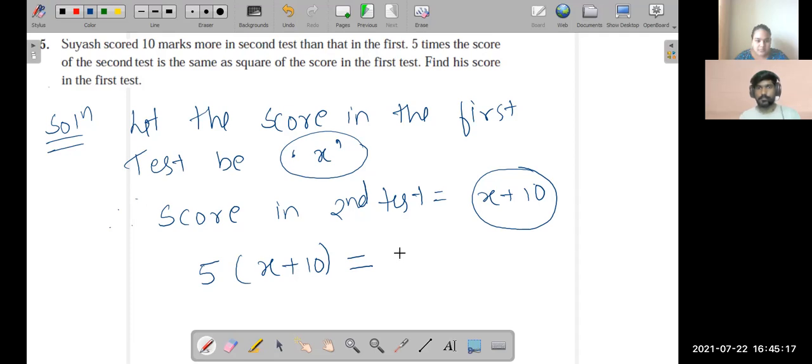What is the square of the score in the first test? Take the square of it. Are you saying something? If you're saying something, I can't hear you.